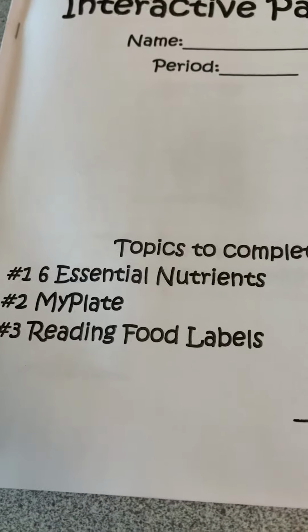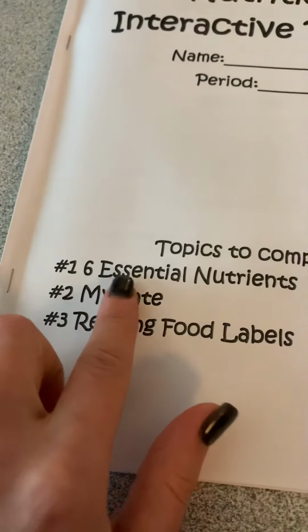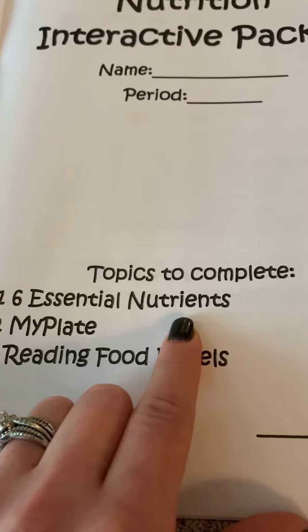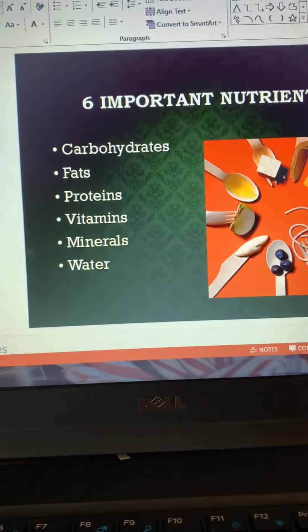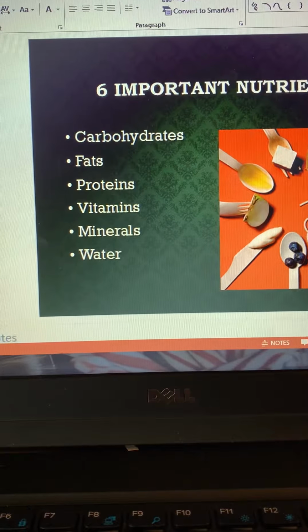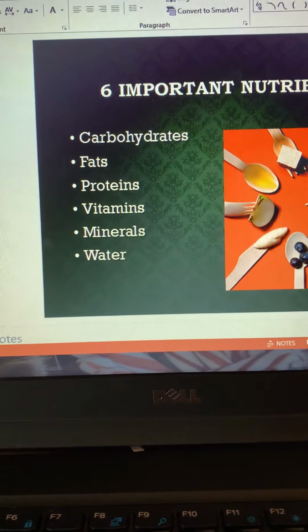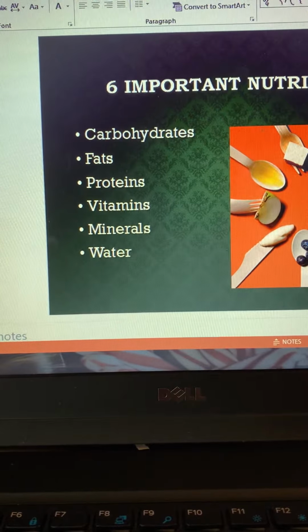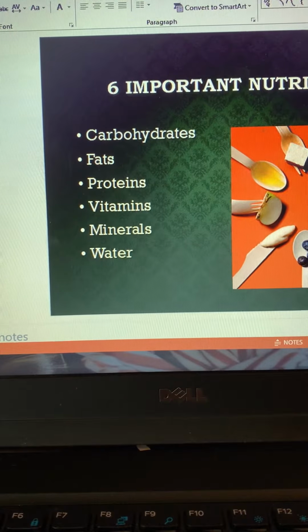Visual learners, I am going to quickly show you how to complete the 6 essential nutrients activity, which is the very first one you are required to do. So if we had a PowerPoint that I was teaching in class, it would look something like this, and it says 6 important nutrients or essential nutrients, and there are obviously 6. So carbohydrates, fats, proteins, vitamins, minerals, and water.